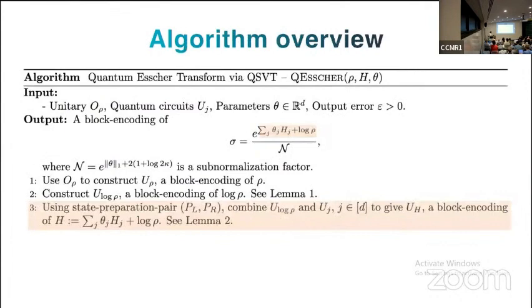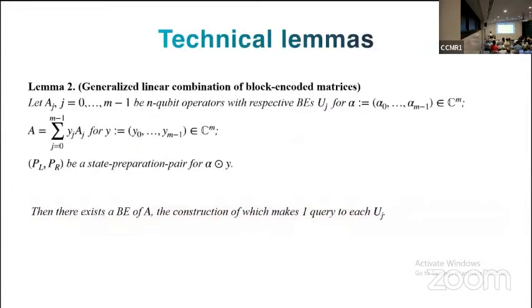For the next step, we will prepare the state preparation pair to encode the coefficients of the operators for combining the operators. Then we finally get the block encoding of the linear combination. Here it is the H_j and the log rho. The technique is Lemma 2.